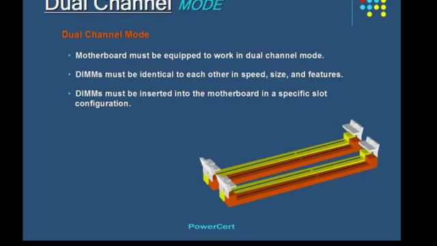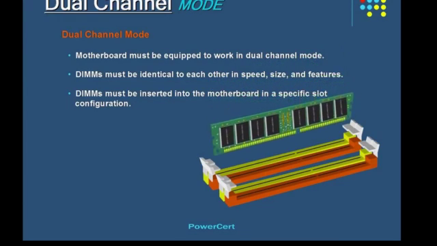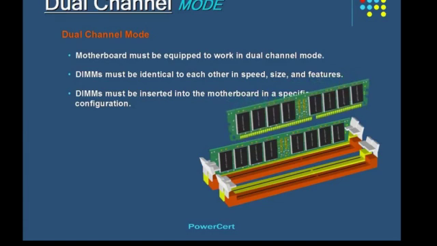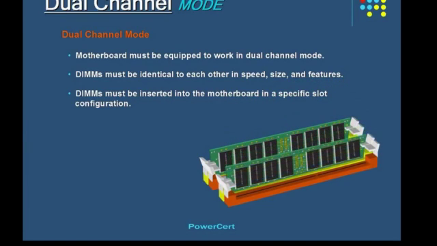For example, here we have some dual-channel memory slots. So in order for dual-channel to work, you need to install a pair of identical DIMMs in the slots of the same color. In this case, we put a pair of DIMMs in the yellow slots.